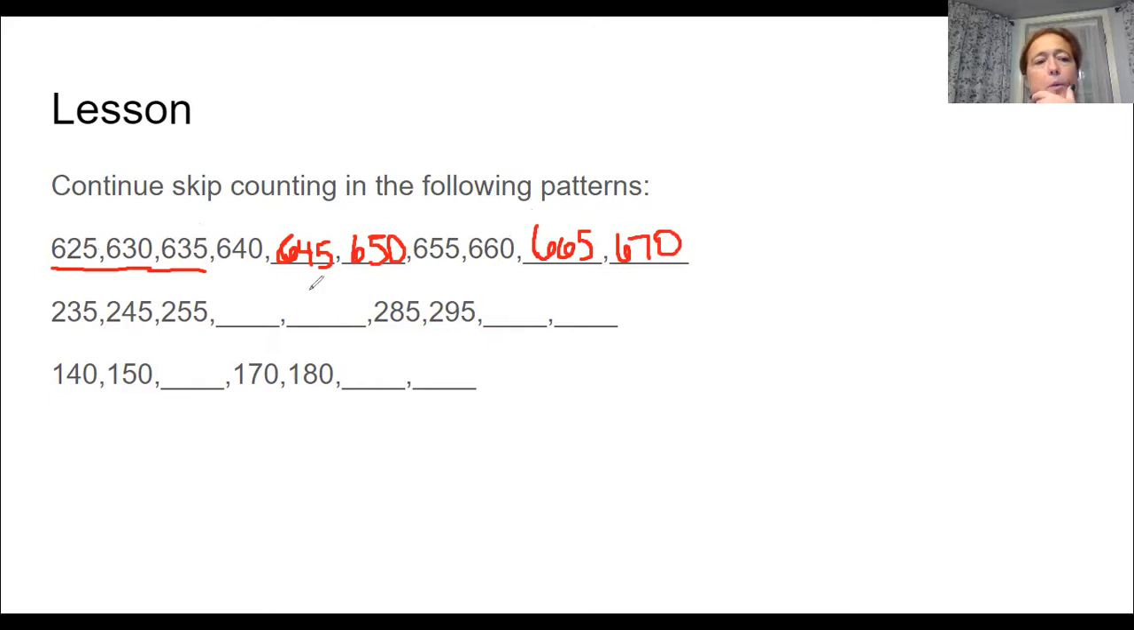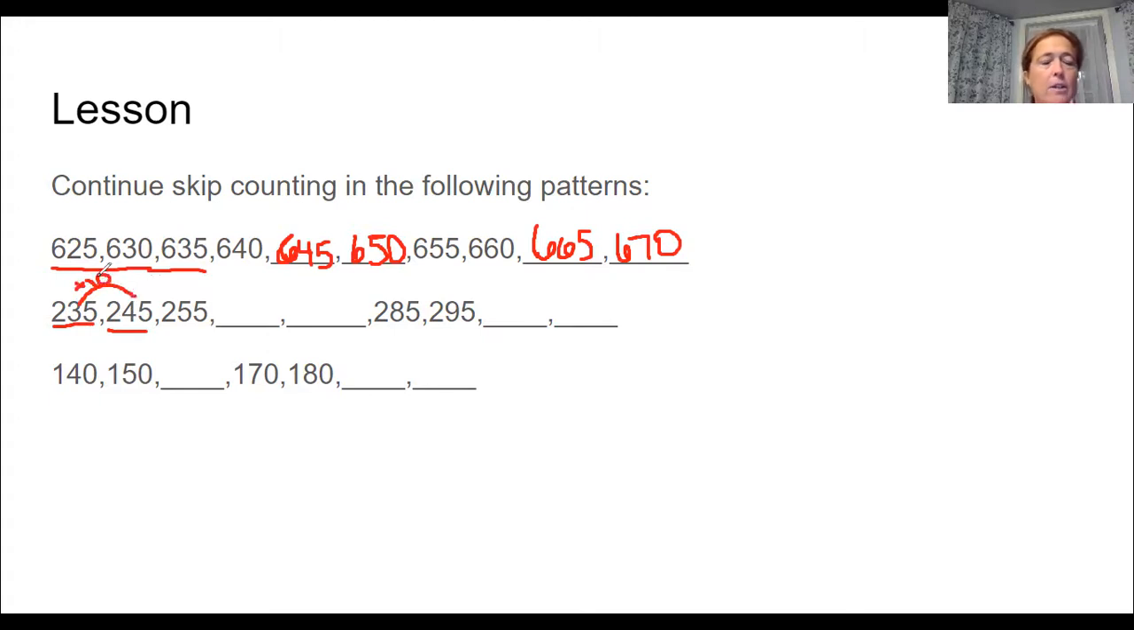Okay, so we go on to the next one. This one's a little more challenging. We go from 235 to 245. So we have to figure out the hundreds stay the same. So what do I have to add to this 235 to get to 245? I have to add 10, right? There's a 10 jump here.